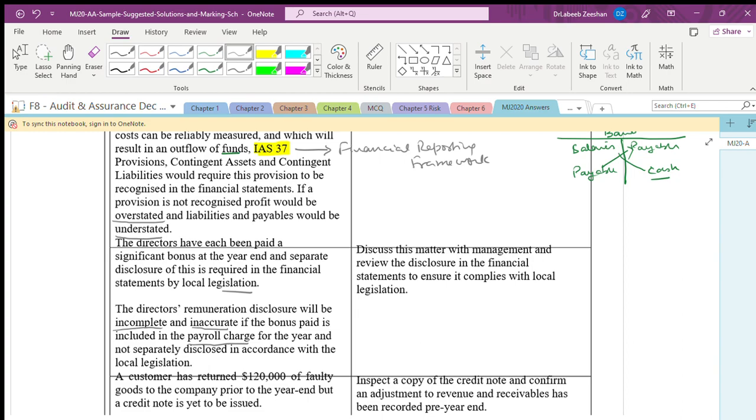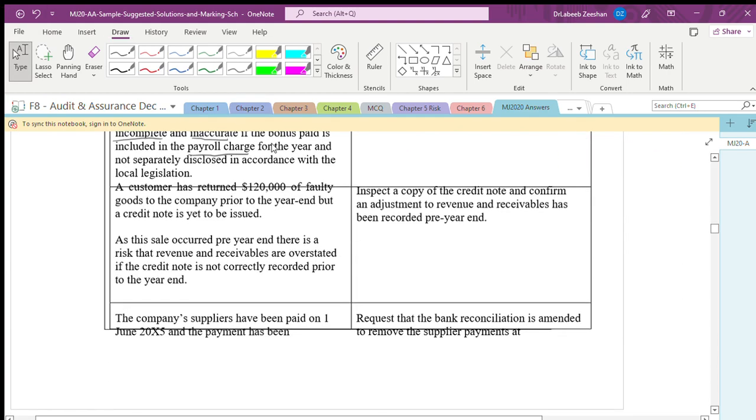We should never integrate it. Discuss with the management and review the disclosures in the financial statements to check that it complies with what? It complies with the local legislation. Whatever the local legislation says, we have to follow. Whether they are following it or not, you have to discuss this matter with the management.